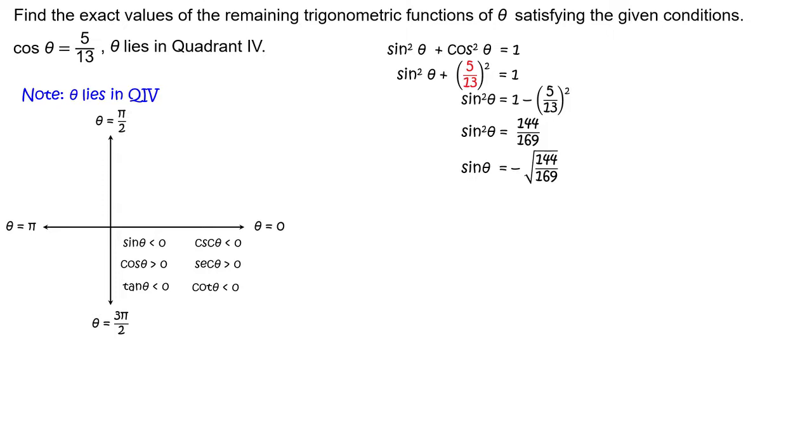Because the value of sine of theta is negative in quadrant 4, take a negative square root of each side. You will get sine of theta equals negative square root of 144 divided by 169. Simplify to get sine of theta equals negative 12/13.